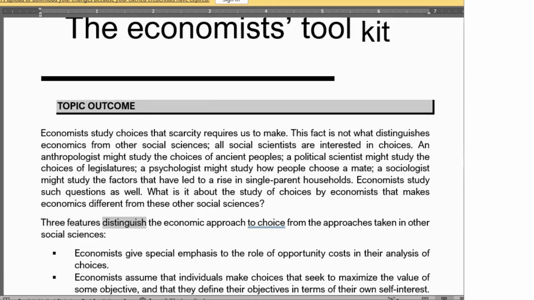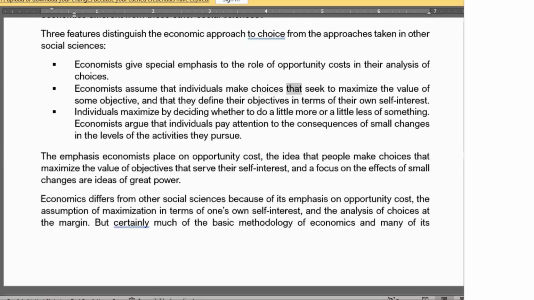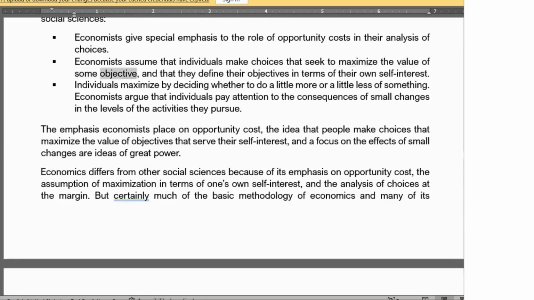3 features distinguish the economic approach to choice from the approaches taken in other social sciences. Economists give special emphasis to the role of opportunity costs in their analysis of choices. Economists assume that individuals make choices that seek to maximize the value of some objective, and that they define their objectives in terms of their own self-interest.